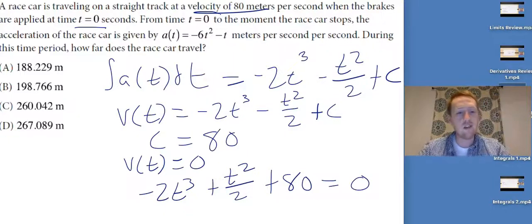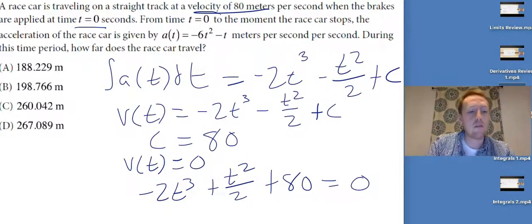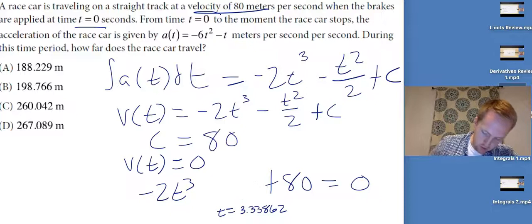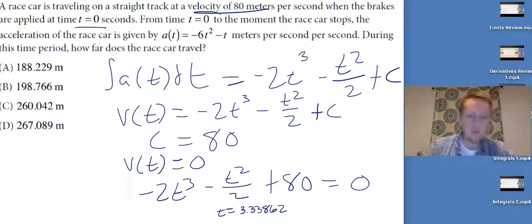I'm going to go into my calculator, graph that and find when that happens. Okay, from graphing it, which I realized while I was doing that, I wrote this wrong. This should have been minus t squared over 2. From graphing that, I find that t equals 3.33862.